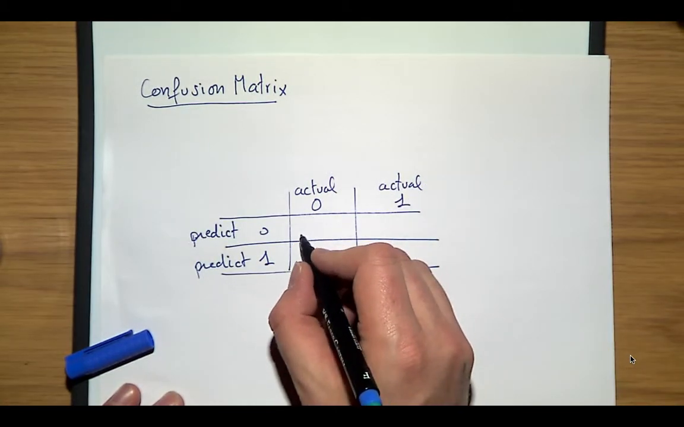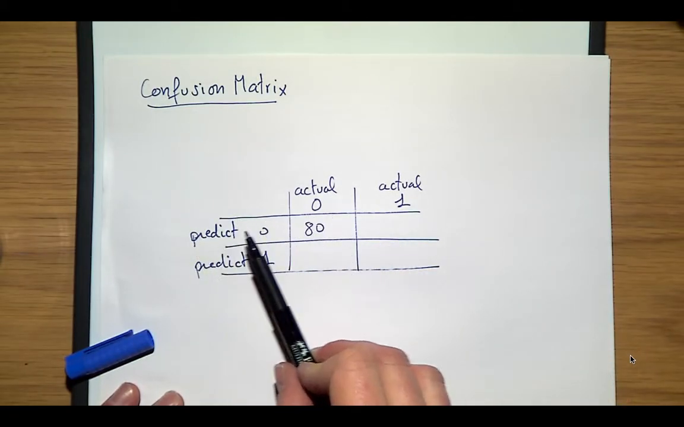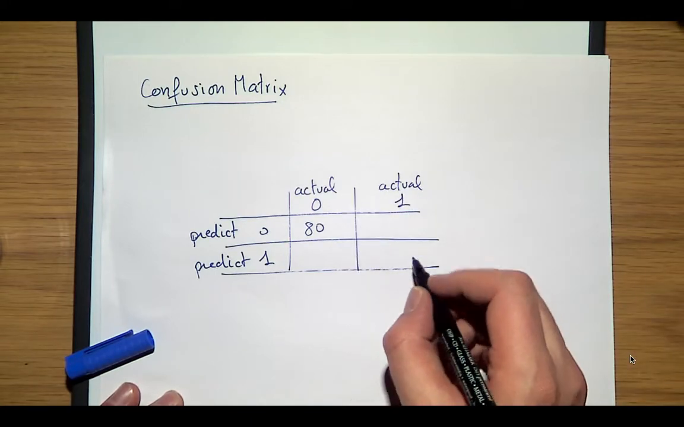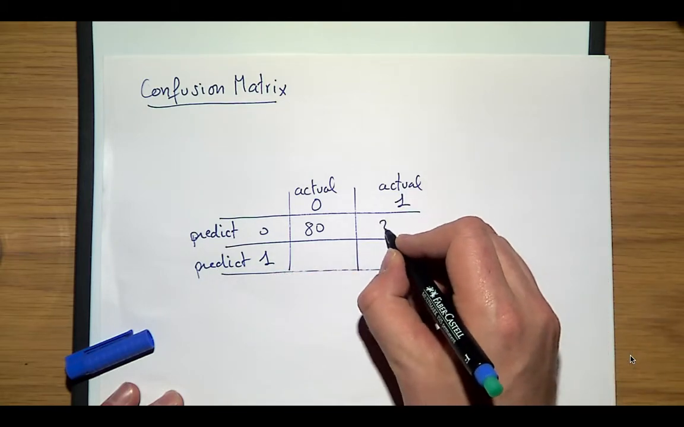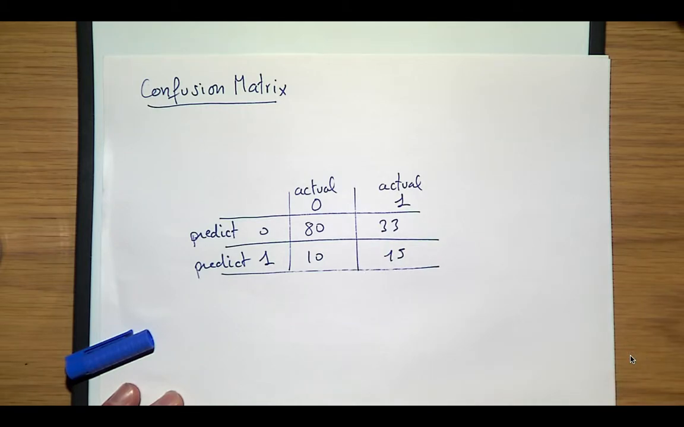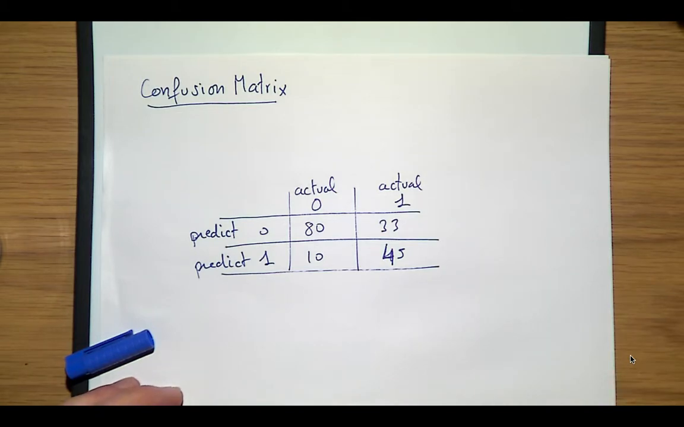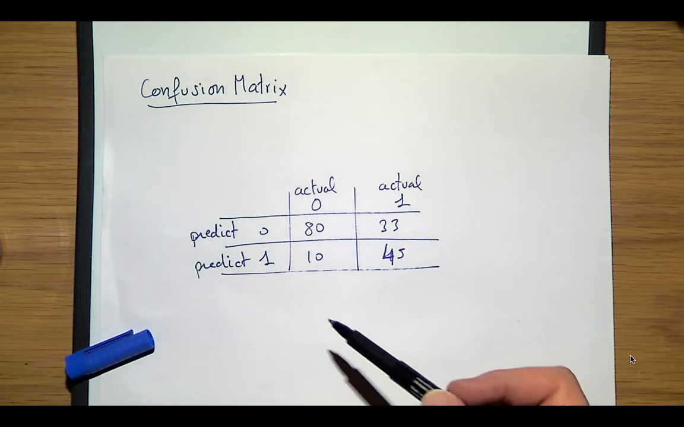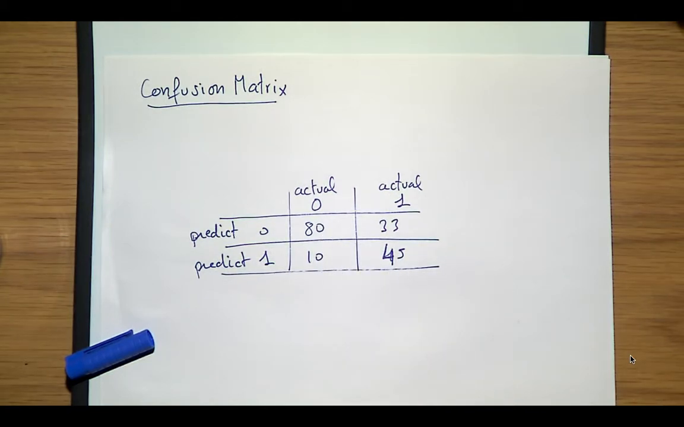So let's say maybe we have 80 observations for which the prediction was 0, and in fact the class was 0, and then maybe we had say 15 here, and maybe 33 and 10. That's probably a very poor one, so let's make it 45. So this is how it presents, and I stress here that the number you see here is the actual number. It's not a ratio, it's not a percentage, it's just the actual number, at least in this formulation.